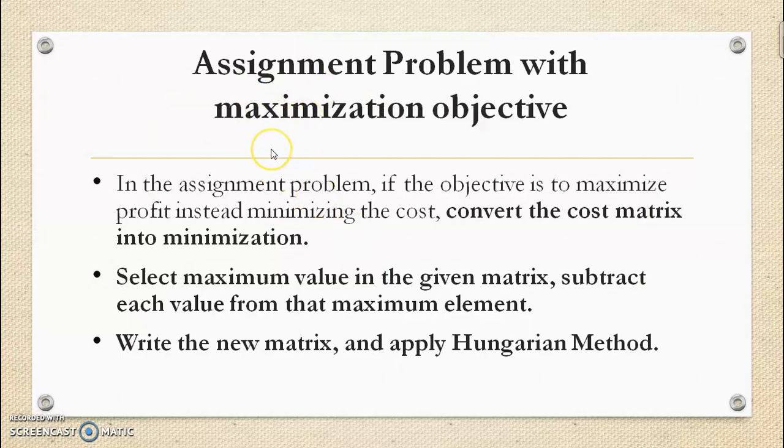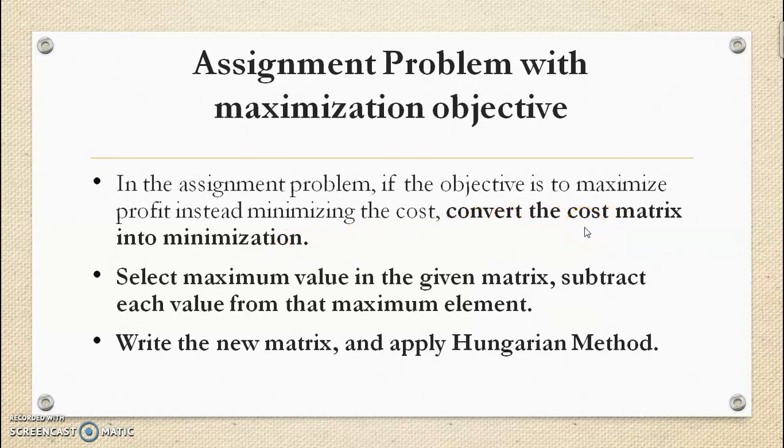As we know that the operations research is based on the optimization tools and techniques. So here our objective will be of maximization type. So when the assignment problem deals with maximization objective type problems, here we have to convert the given problem into minimization. So whenever the objective is to maximize the profit instead of minimizing the cost, we have to convert the given matrix into minimization.